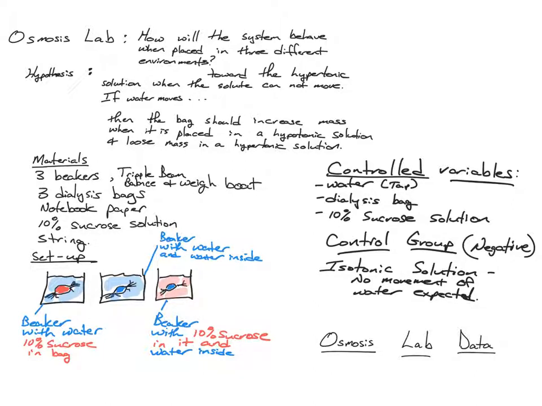So, following the scientific method, you have to start with a question. And the question is, how will the system behave when placed in different environments? What are the three different environments that we place a system in? It was water in the beaker, water in the other beaker, and then water with 10% sucrose in the beaker. Very good. Water, and 10% sucrose.